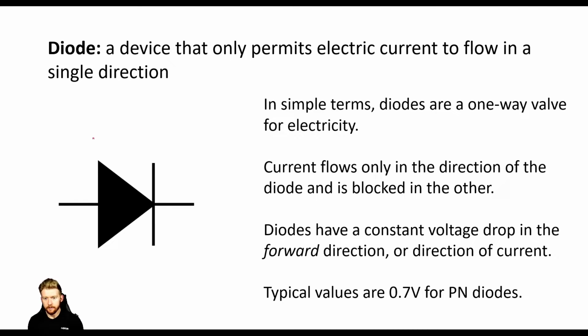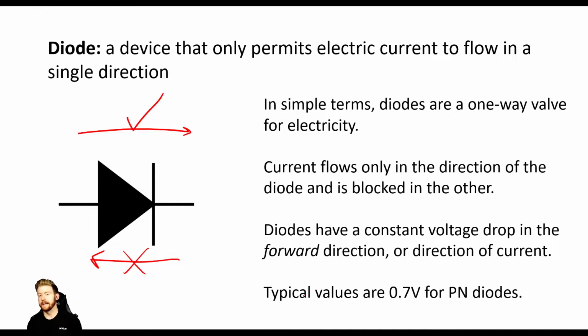So in this example, this diode would let current flow in this direction. So that's good. If current tried to flow in this way, it wouldn't let that happen. So it would block all of that current that is trying to flow to the left, but would let that current flow to the right.